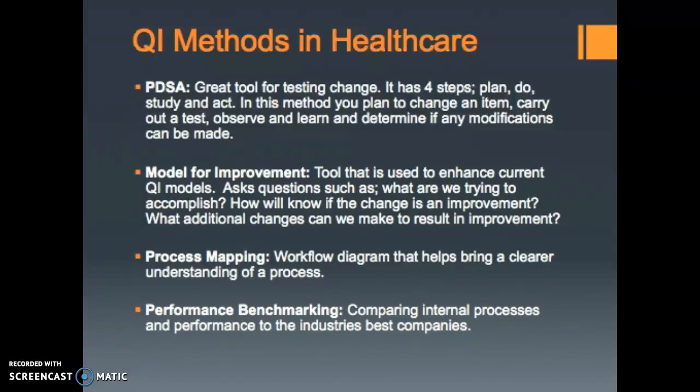Our next QI method is Model for Improvement. This is a tool that is used to enhance current QI models. It asks questions such as, what are we trying to accomplish? How will we know if the change is an improvement? And what additional changes can we make to result in improvement?